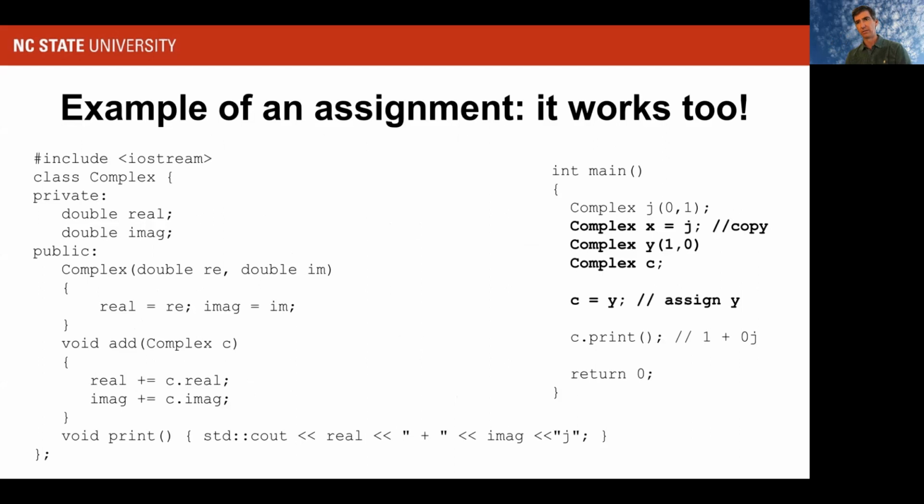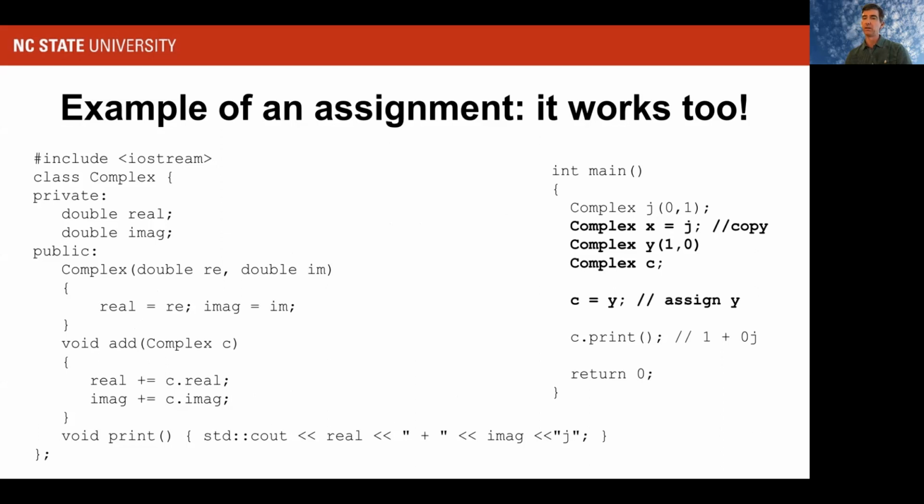Another case that you may be wondering about is assignment. What if I declared another complex variable C, and I were then in a later statement to say C equals Y? Now, at first blush, this may look like the previous code to you, but it's very different. It's not the same as X equals J. When I say X equals J, I'm initializing X with J.